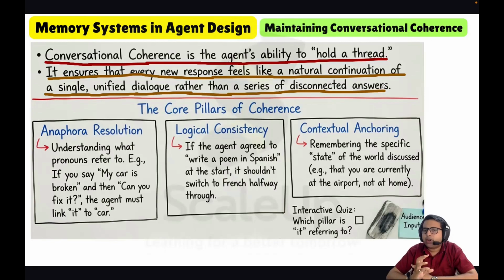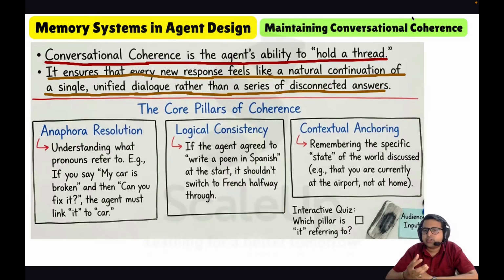The whole point of conversational coherence is to achieve a natural continuation of a single unified dialogue. We have to make that interaction very natural, and it should feel like a single unified dialogue, and that is possible with a thread. If the conversation follows a thread and the large language model is aware of all the interactions, then while generating a response, it will take into consideration the past interactions, which are part of that thread, and hence the response will be perfectly aligned, and it will not be a series of disconnected answers.